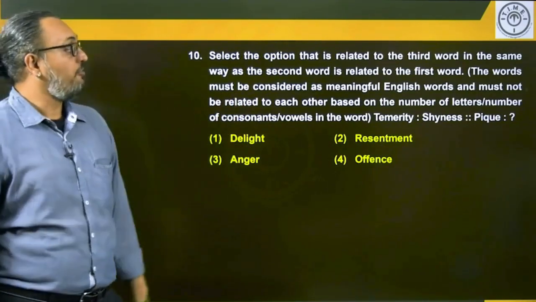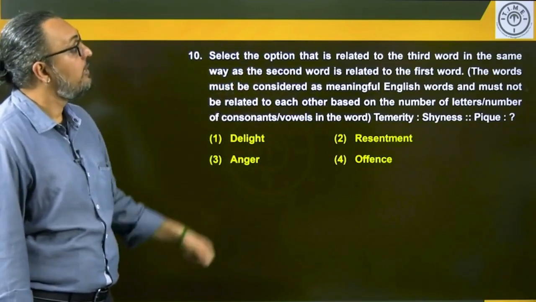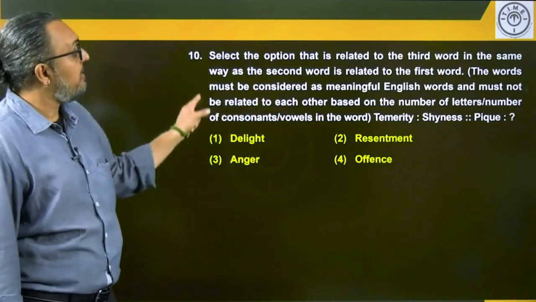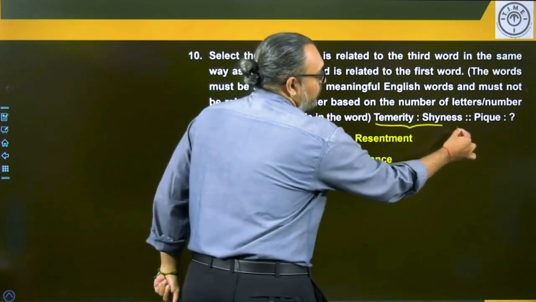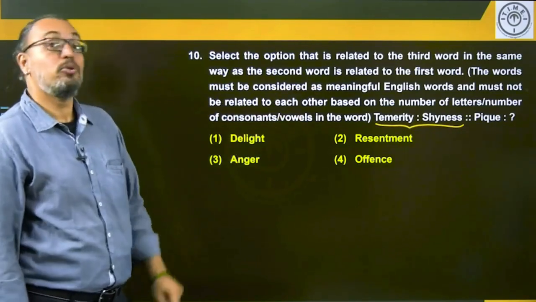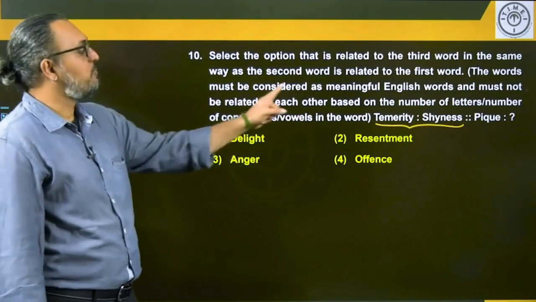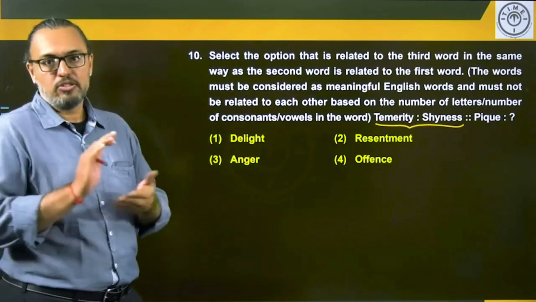Now again we have verbal analogy. He says select the option that is related to the third word in the same way as the second word is related to the first word. See here, the second word is related to the first word. I need to find an option that is related to the third word. Again, the words must be considered as meaningful English words. We should not relate them as letters or vowels or consonants.